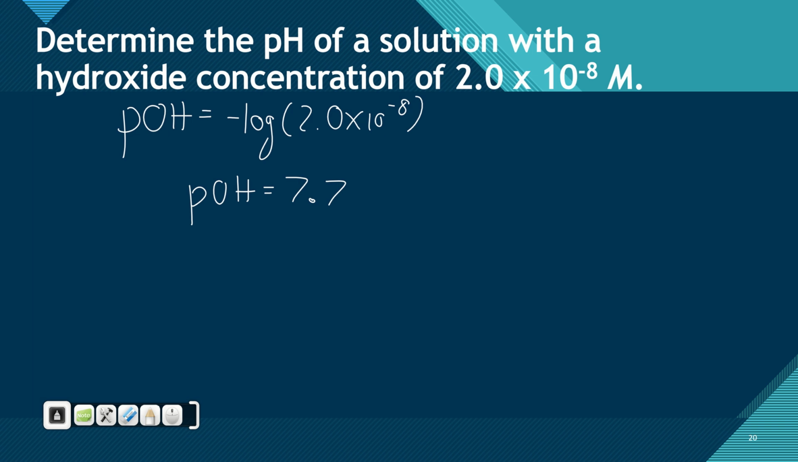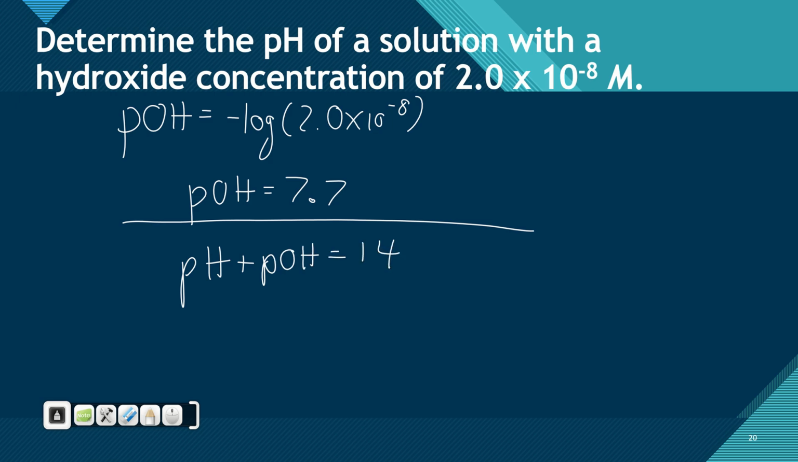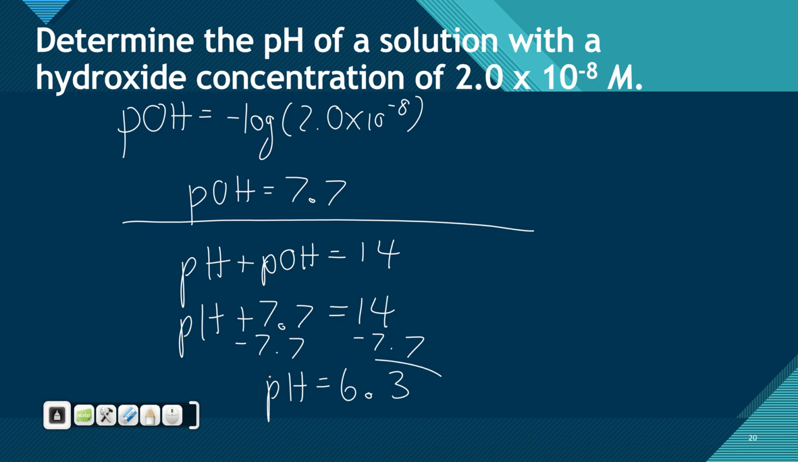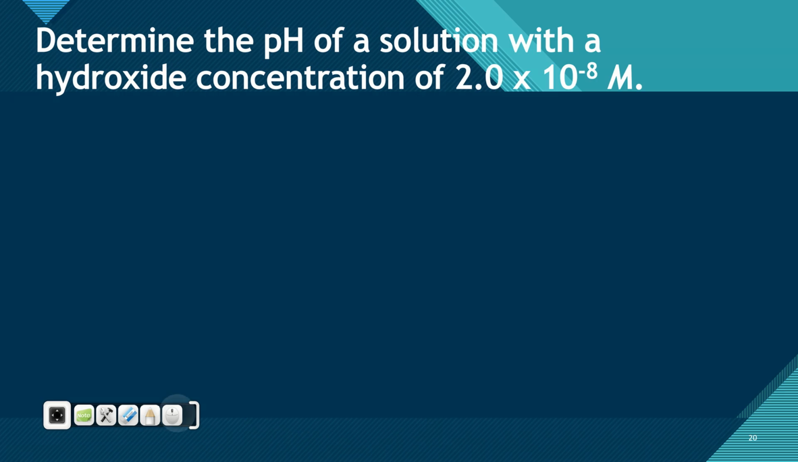Okay? But that's not my final answer. Now I can do pH plus pOH equals 14. pH plus 7.7 equals 14. Subtract the 7.7 to the other side. pH is equal to 6.3. Done. Is this acid or base? It's acid.